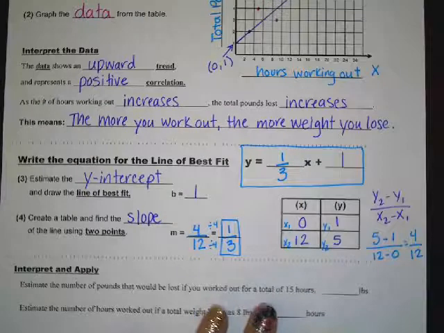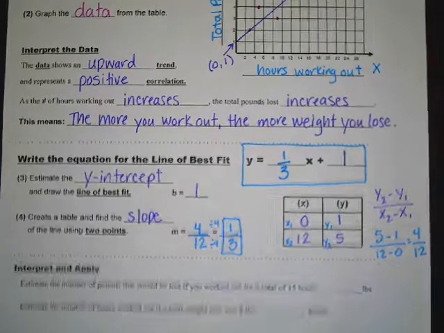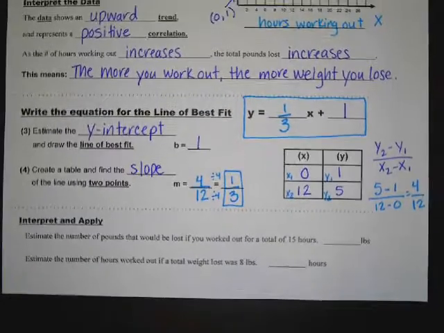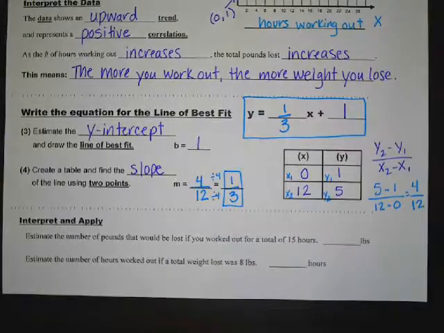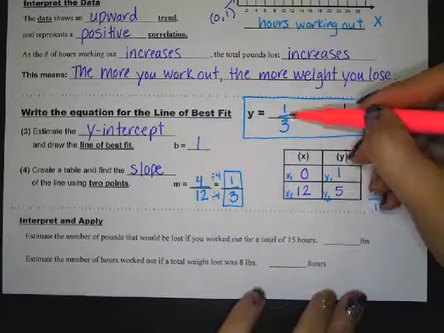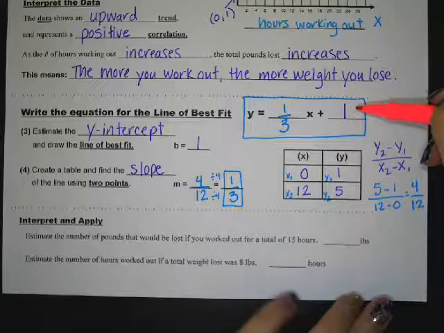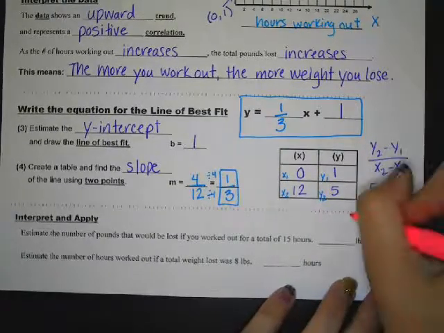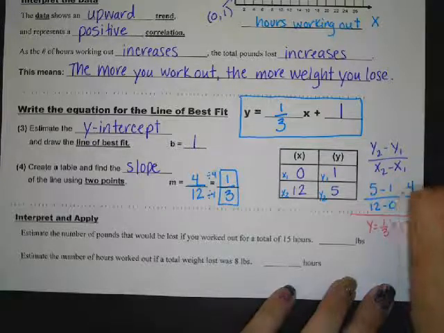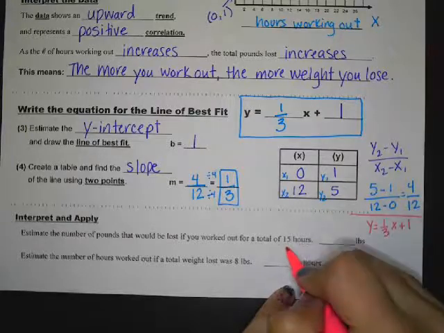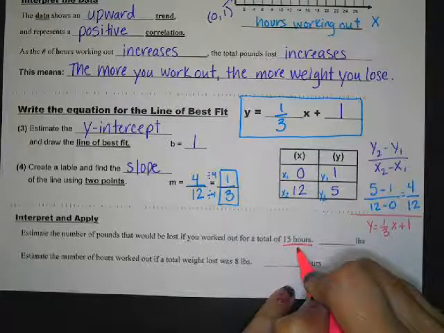Okay. Then at the bottom, we have an interpret and apply section. So we're going to estimate the number of pounds that would be lost if you worked out for a total of 15 hours. So we're going to use our equation that we wrote to figure this out. So if our equation is y equals 1/3 x plus 1, I'm going to work it out over here on this side. So we have y equals 1/3 x plus 1. And we worked out for 15 hours.